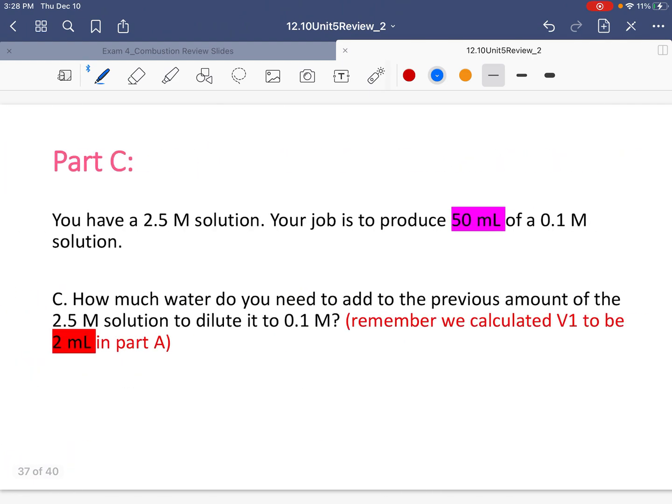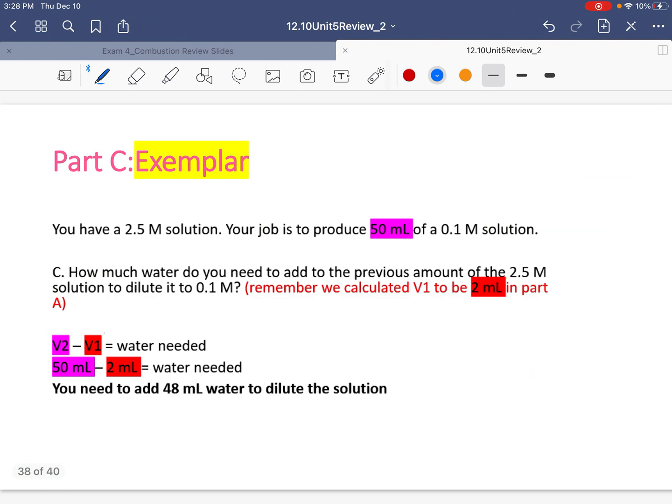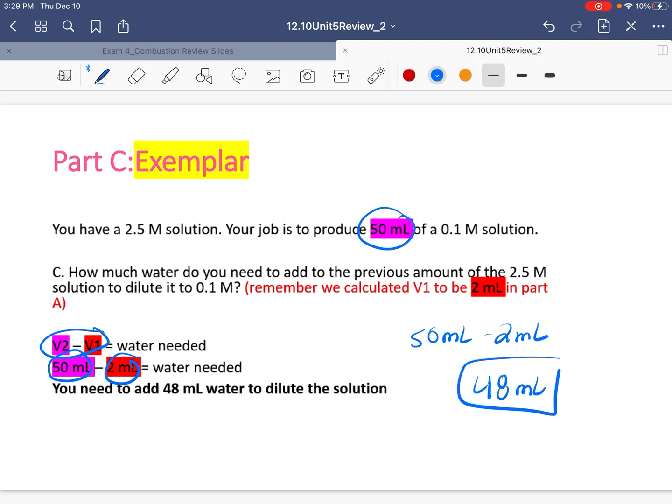This next part is also very easy, guys. How much water do you need to add to the previous amount to dilute it? Sorry, guys, he's being a little bit loud. So all you have to do is V1 minus V2 or V2 minus V1. And you can see it here, guys. It was V2 minus V1. So 50 milliliters, it gave you that one. You solved for the 2 milliliters. So 50 mLs minus your 2 mLs that you solved for, you would need to add 48 milliliters.